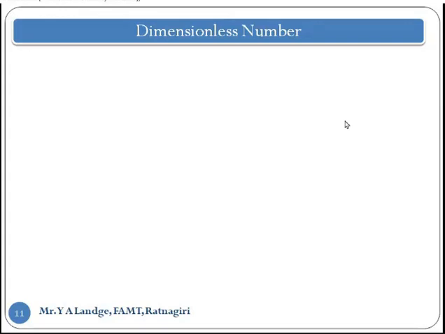So what is the dimensionless number? This is very important in this convection term because, as I said, there are a number of variables, and all the variables we try to put together and make one number, and that number we call a dimensionless number.